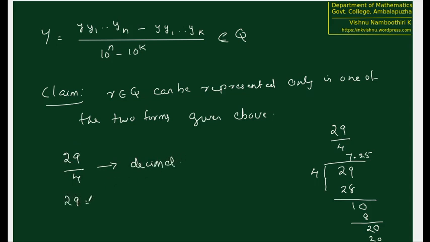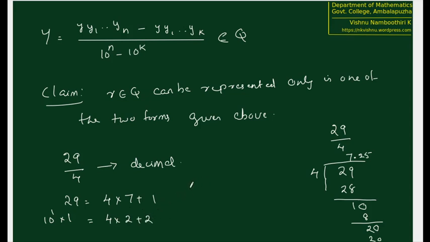So 29 we will write as 4 into 7 plus remainder 1. Now the 7 we are taking, 7 is very important for us. Now what is the remainder? The remainder is 1. 1 is not divisible by 4. So we take 10 to the power 1 into 1. So this is going to be equal to 4 into 2 plus 2. So the remainder is now 2.